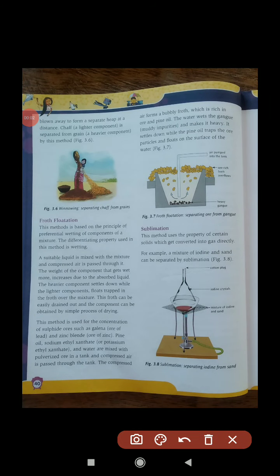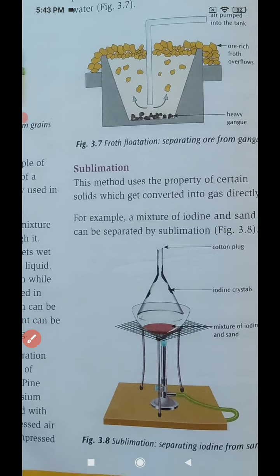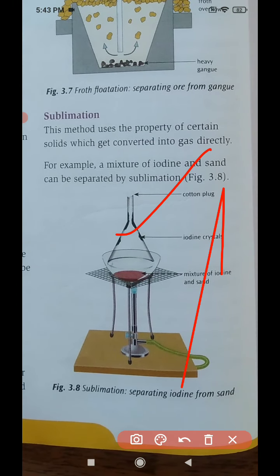Dear students, here I will explain about sublimation. Sublimation, you know, is the process in which a solid component directly converts into gas. There is no intermediate liquid state. So the setup is like this. Here you see the sublimation setup.